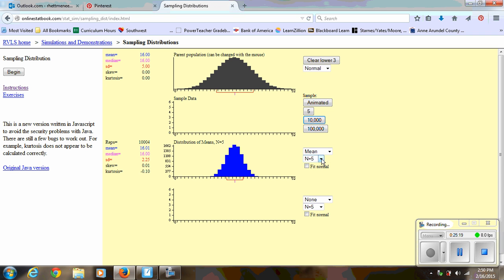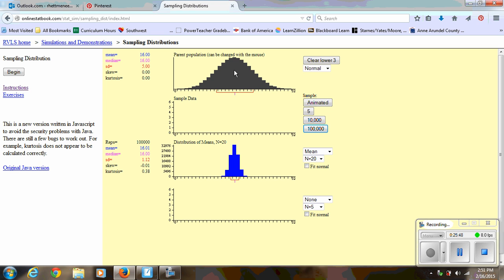Well, let's see what happens if I take samples that are a little bit larger, like let's say samples of size 20, and I'm not going to animate it. I'm just going to this time take 100,000 samples of size 20. That's what my distribution looks like. Notice that the larger the samples that I drew, the mean is still in the same place. So my sampling distribution is still centered around the same mean as the population, but now my spread is a little bit smaller. There's going to be less variation.